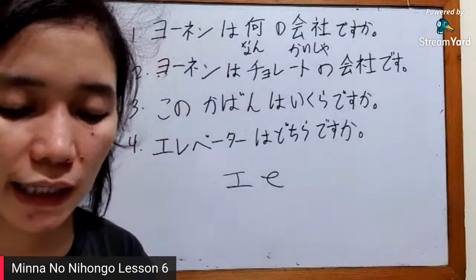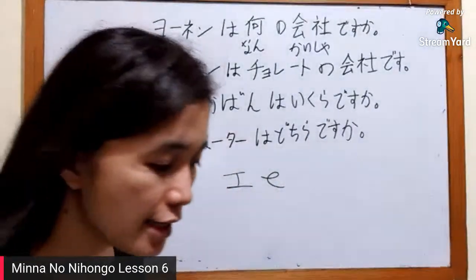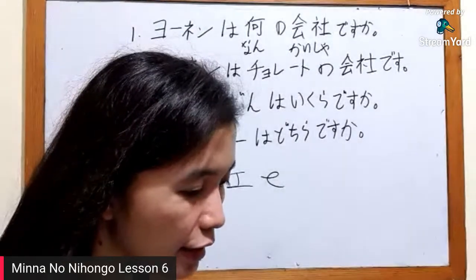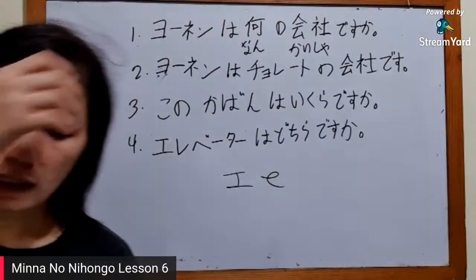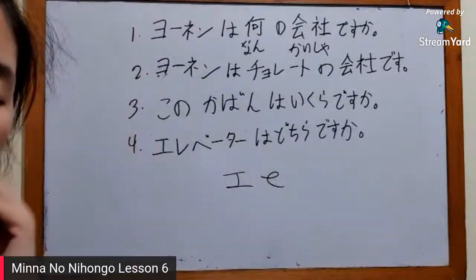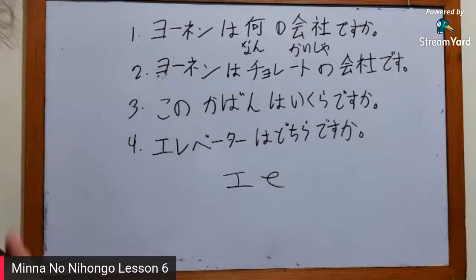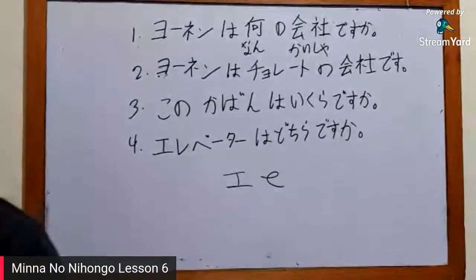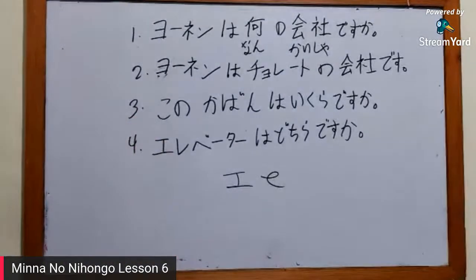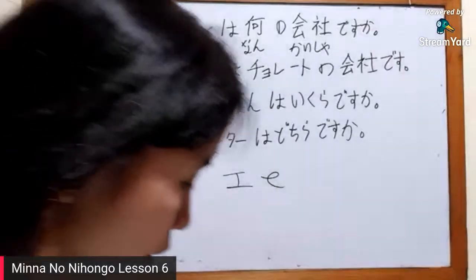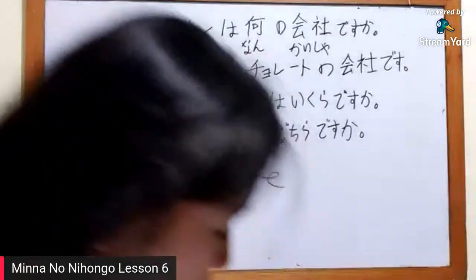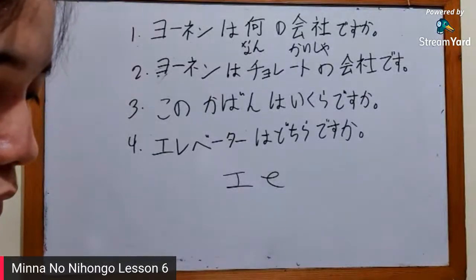Next is anata no heya wa ikai desu ka? Anata no heya wa ikai desu ka? So, your answer should be just these two. Hai, ikai desu, or iie, then say what floor. Nani kai desu. Okay, number 3. Ni kai desu.